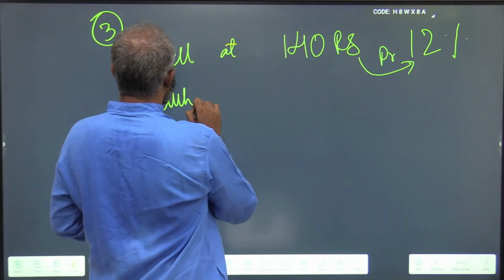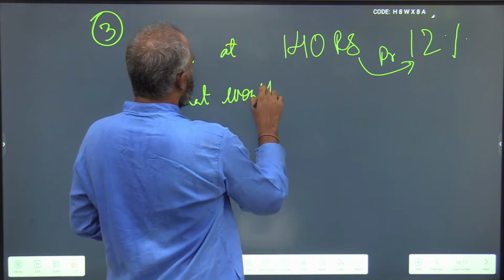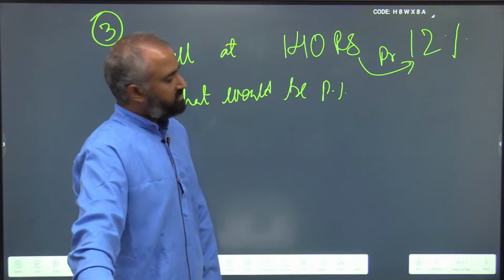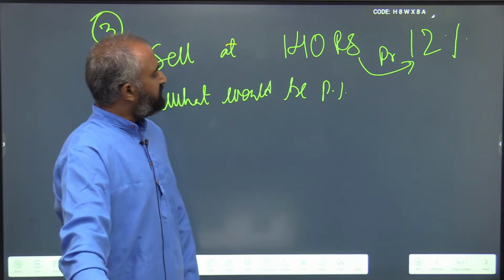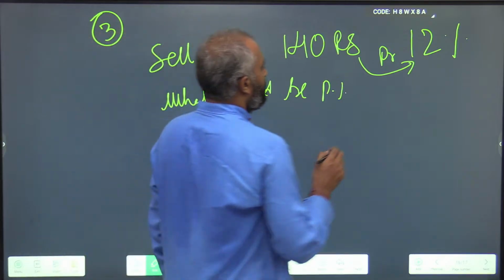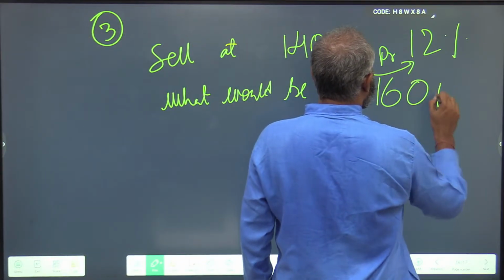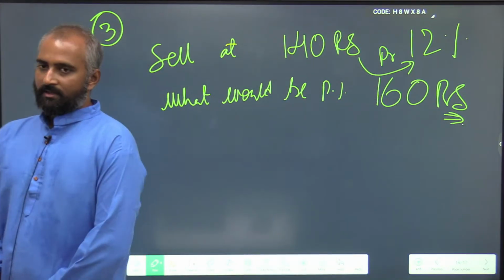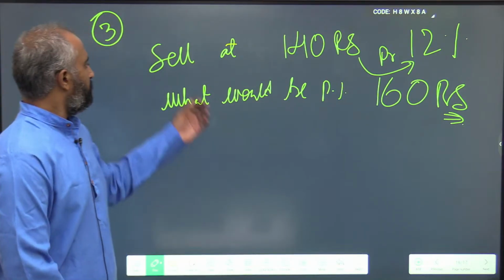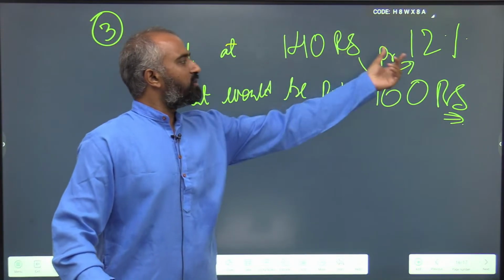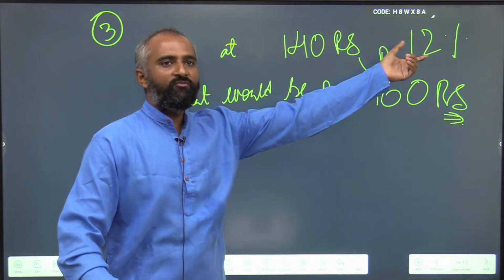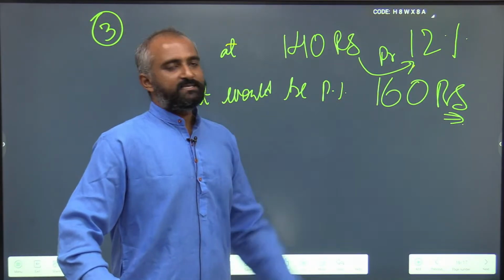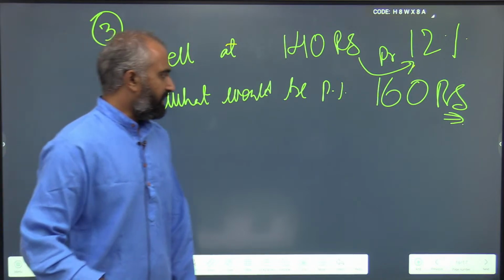What would be the profit percentage if the article is being sold at 160? There is an item or article. When selling this at 140 rupees, you are getting a profit of 12%. What would be the profit if you are selling it at 160 rupees?